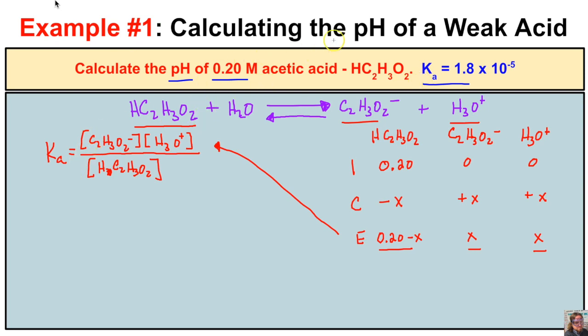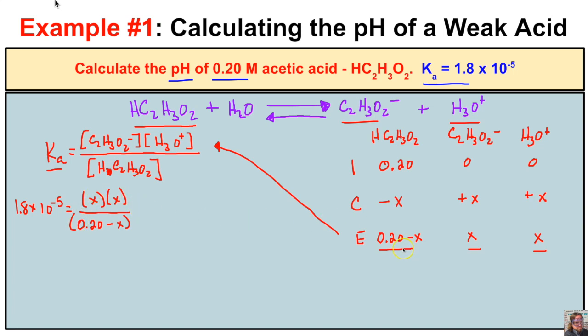What this is telling us is that Ka equals all of this. Well, we know our Ka value, it's right here. So we're going to substitute our Ka value, which is 1.8 times 10 to the negative 5th. And this is going to equal the concentration of our acetate ions, which we see right here is X, times the concentration of our H3O+ ions, which we also see here is X. And we're going to divide this by the concentration of our weak acid at equilibrium, which is 0.20 minus X.